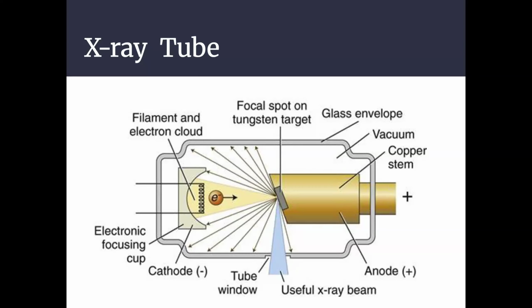Okay, and it's going to create a cloud of electrons that are just waiting for something to happen until you apply voltage, and that's going to move the electrons across from the filament over to the target or the anode. Okay, and that is what is going to produce the X-ray, because you're going to have rapid acceleration of electrons hitting a target where it decelerates rapidly, and that creates our X-ray beam.